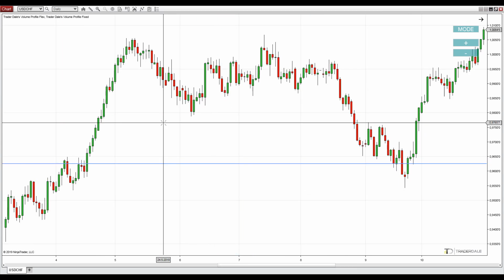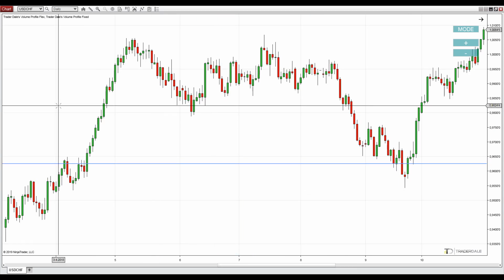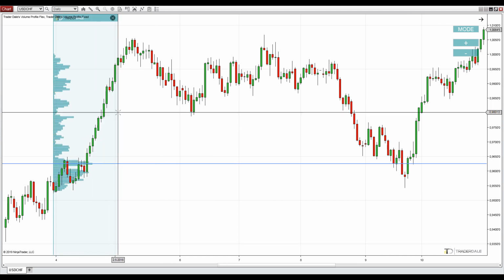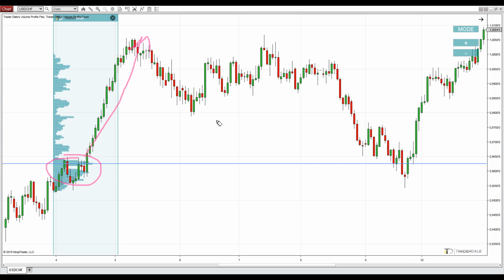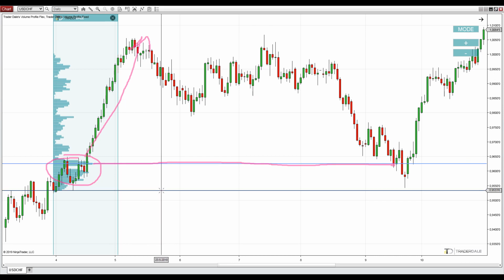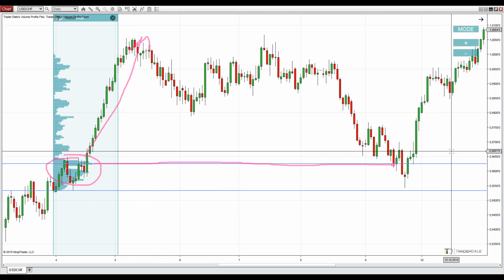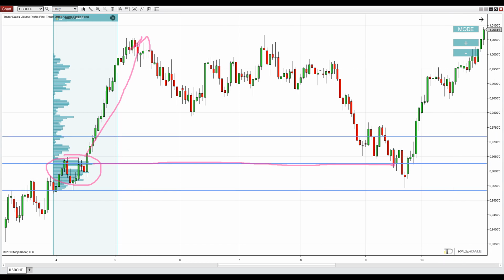So the next swing trade was on the US dollar Swiss franc. It was based on a volume accumulation, and heavy volumes accumulated before the start of this strong buying activity. The heaviest volumes were right there. The stop loss for this trade was below this swing low, so it was in here. Take profit was somewhere in this area.